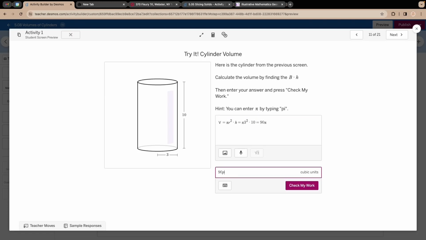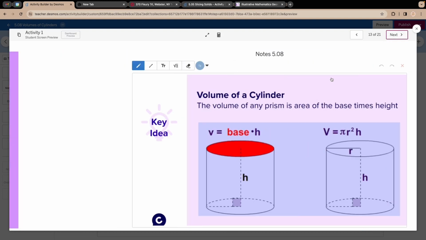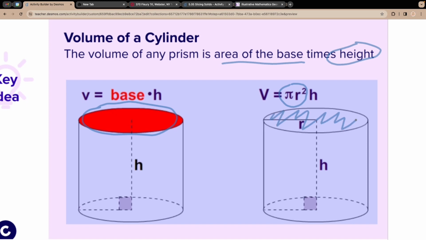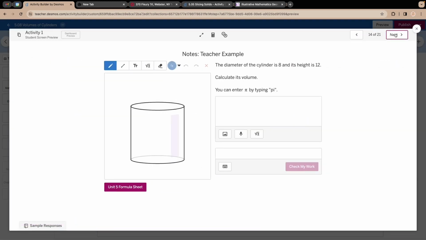So I could just type in 90 pi. Check my work. So it's the area of the bottom times the height. Same thing as a prism, just the bottom is a circle. That's the only difference. So quick notes, here's what we figured out. For the area of any prism, we just do the area of the base times the height. Now this base is a circle, and the area of a circle is pi r squared. So we need to do pi r squared times the height to get the volume of a cylinder. That's it.